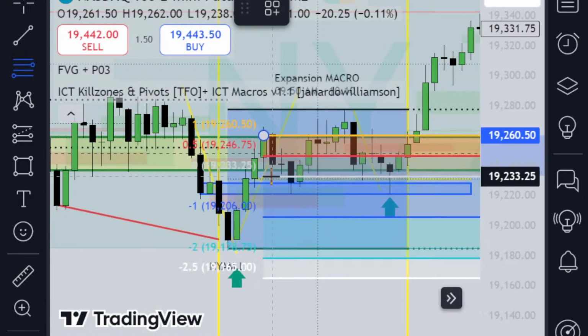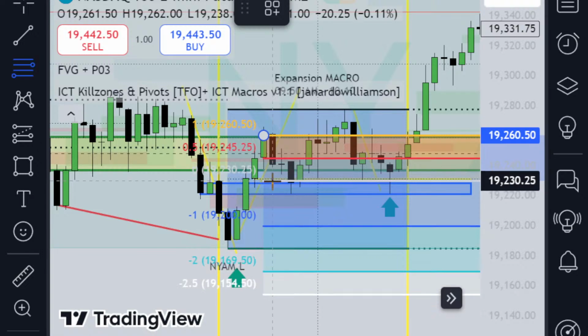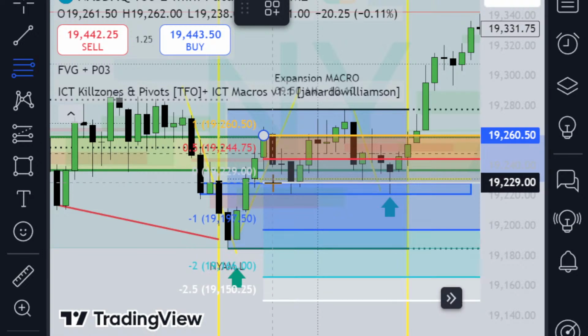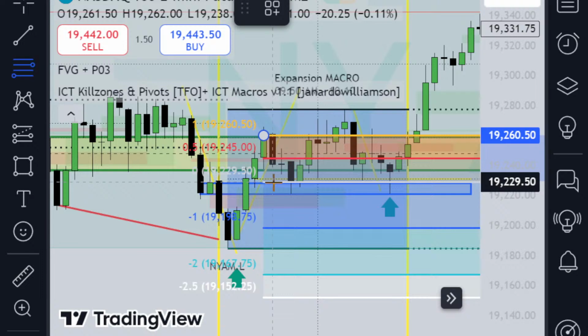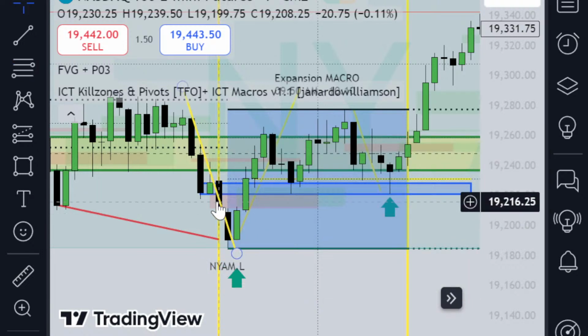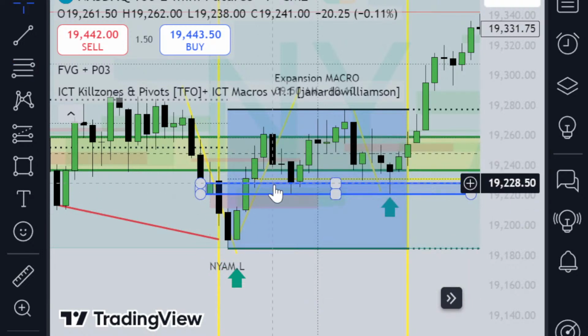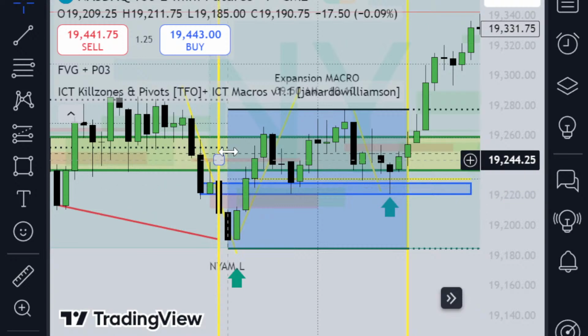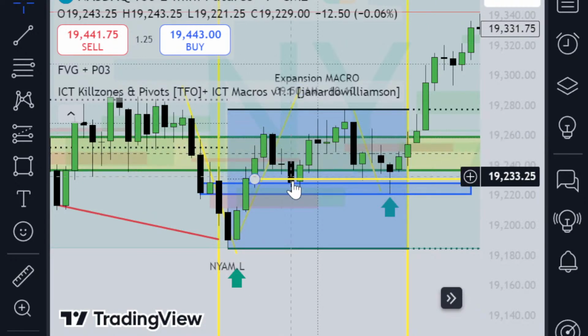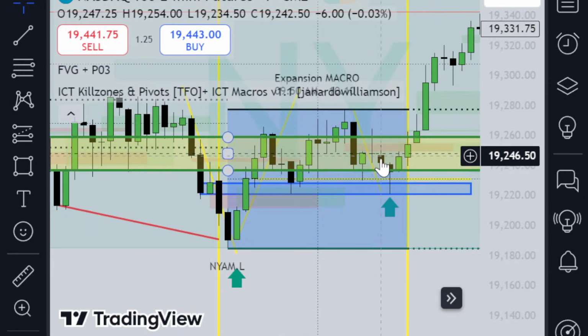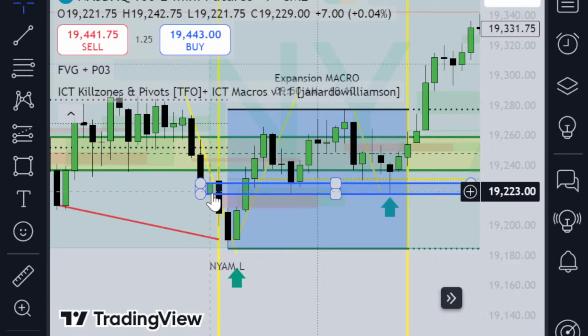Between here and here. Nope, can't do it. Every time it tries, it basically gets rejected. You see that? So that's the order block. Right here is the breaker. So now the breaker gets retested right here. But like I said, I almost confused myself trying to tell you about it.